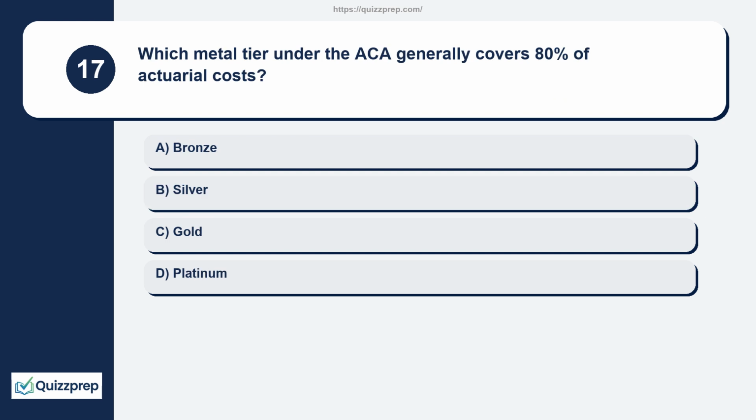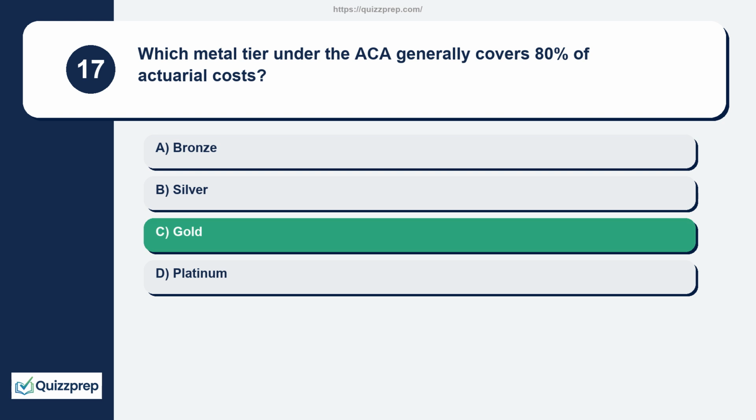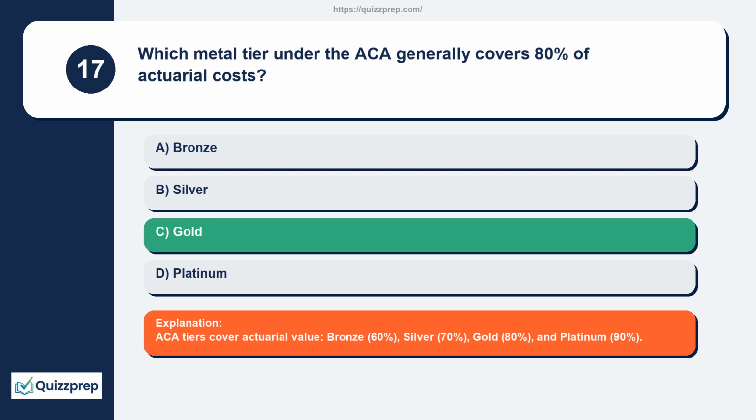Question 17. Which metal tier under the ACA generally covers 80% of actuarial costs? Bronze, silver, gold, platinum. ACA tiers cover actuarial value: bronze, 60%, silver, 70%, gold, 80%, and platinum, 90%.